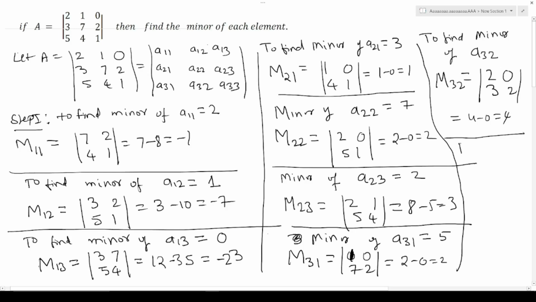Now the last one, minor of A33. A33 is nothing but 1. Therefore M33, omitting third row and third column. What are left? [[2,1],[3,7]]. Determinant of it equals 14 minus 3 equals 11. This way we find the minor of each and every element.